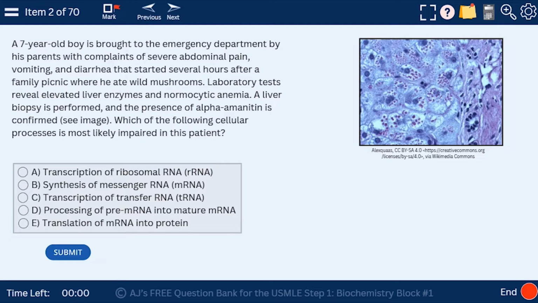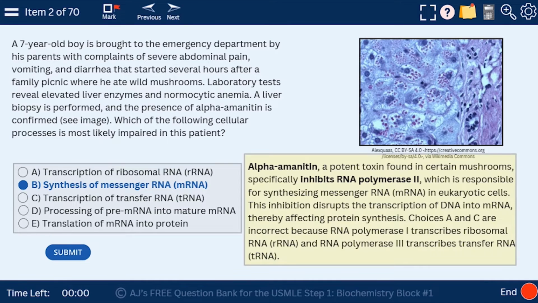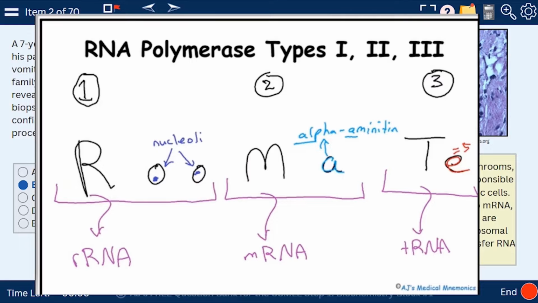So the alpha-amanitin mushroom is associated with RNA polymerase II, and what was impaired was synthesis of messenger RNA. Remember, RNA polymerase type 2, synthesis of messenger RNA. And this is probably my claim to fame, my first video on YouTube on the RNA polymerase types 1, 2, and 3, and that was represented by the mnemonic roommate. R for RNA, M for mRNA, and T for tRNA. That messenger RNA is associated with RNA polymerase type 2, and the A for alpha-amanitin. If there's one RNA polymerase type you want to remember, it's 2, at least for exam purposes.